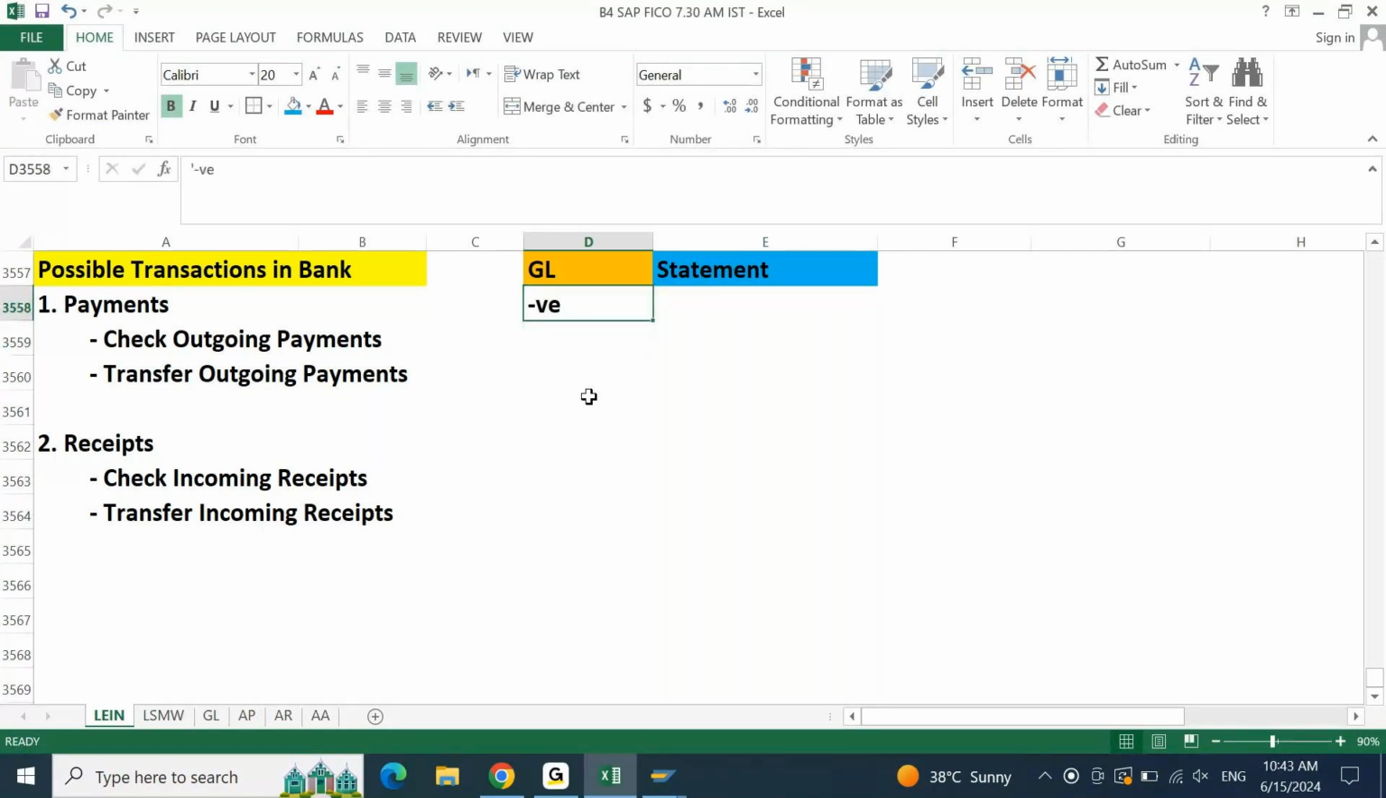Bank statement also is going to do the same thing. When you're issuing any payment to anybody, what is the bank going to do? Bank is also going to reduce the money from your bank account. Reduction or deduction is possible only when you put a minus sign. Bank is also going to do the same thing. Bank will also show negative in the bank statement, meaning negative means deduction. So let me put deduction here.